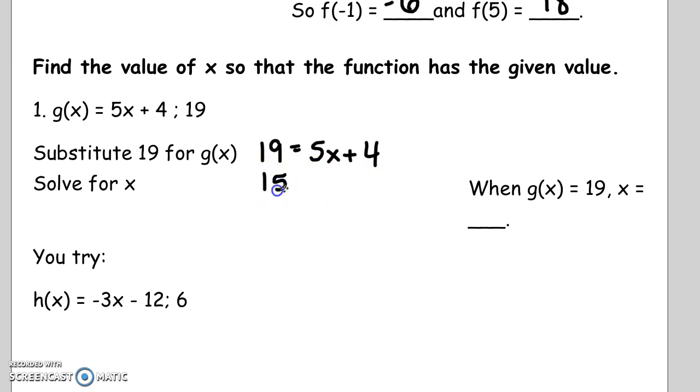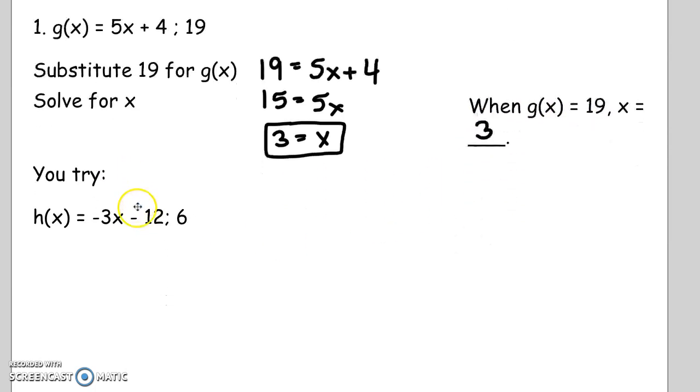Go ahead and minus 4 from both sides. We get 15 is equal to 5x. We're going to divide both sides by 5, so 15 divided by 5 is 3. This means that when g of x is equal to 19, when the function is equal to 19, x becomes 3. I'd like you to give this a try.